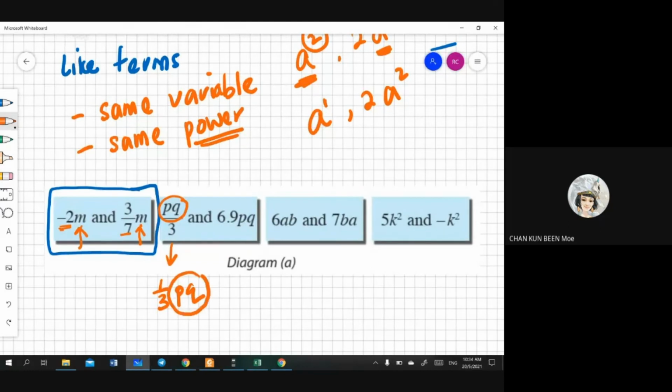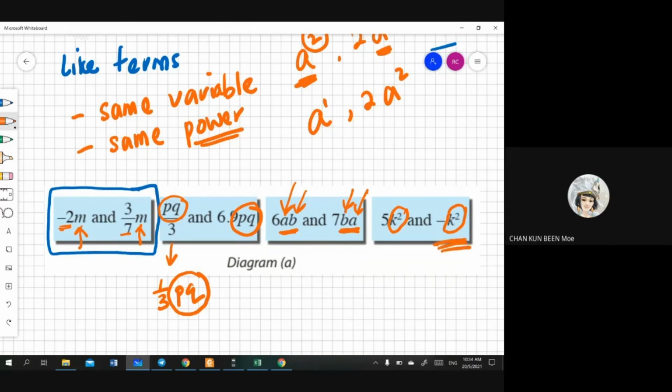So you can see the variable and the power is PQ to the power of 1. They are the same, so they are like terms. Same with AB and BA. As long as they have the A with the A, the B with the B, it doesn't matter how the arrangement is, they are like terms. And then you can see this one, the K squared, the K squared, they are like terms.